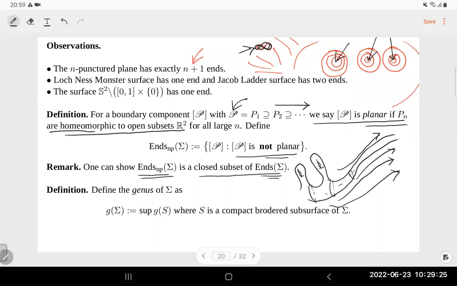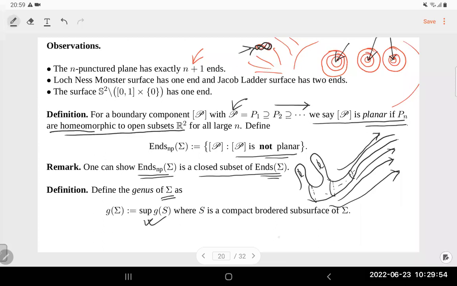Okay, and here is the abstract definition of genus. The abstract definition of genus is: consider all compact bordered surfaces and take the supremum of their genus. You can define the genus for a compact bordered surface. It is a well-defined notion. As in the background section, I have defined the genus, and you need to take the supremum over all these genus, and this supremum is the genus of sigma.